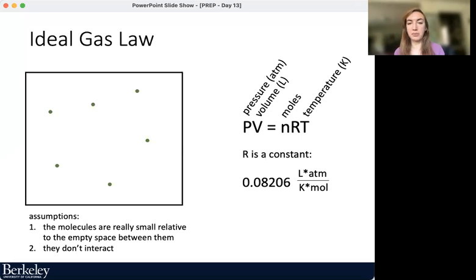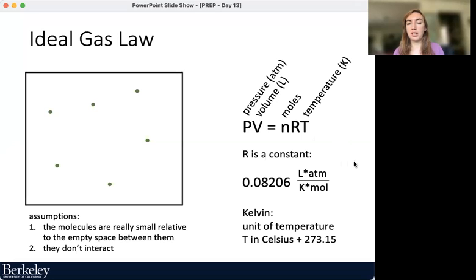And you might remember when we were talking about units, in order for PV to equal nRT, these units need to cancel out. So with my R, I have my liters times ATM on this side. They cancel out on this side. And my Kelvin and my moles on the bottom so that they cancel out with the moles and temperature on top. So pressure times volume equals moles times this constant R that we always know times temperature.